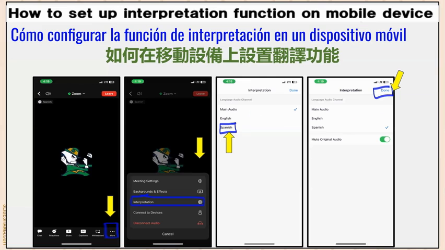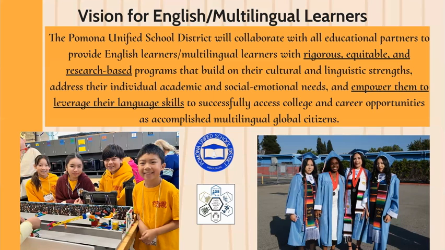All right, let's get started with what we're going to talk about this evening. So, Ms. Macias, what you see on the screen today is our vision. And a big part of our vision is that we are committed to collaborating with our educational partners, which are parents. You are our number one partner, along with our teachers, in this work in supporting your children, right? It's our commitment to provide your child with rigorous, equitable, research-based programs that build on their cultural and linguistic strengths, address their individual academic and social emotional needs, and really empower them to leverage their language skills to successfully access college and career opportunities as accomplished multilingual global citizens.